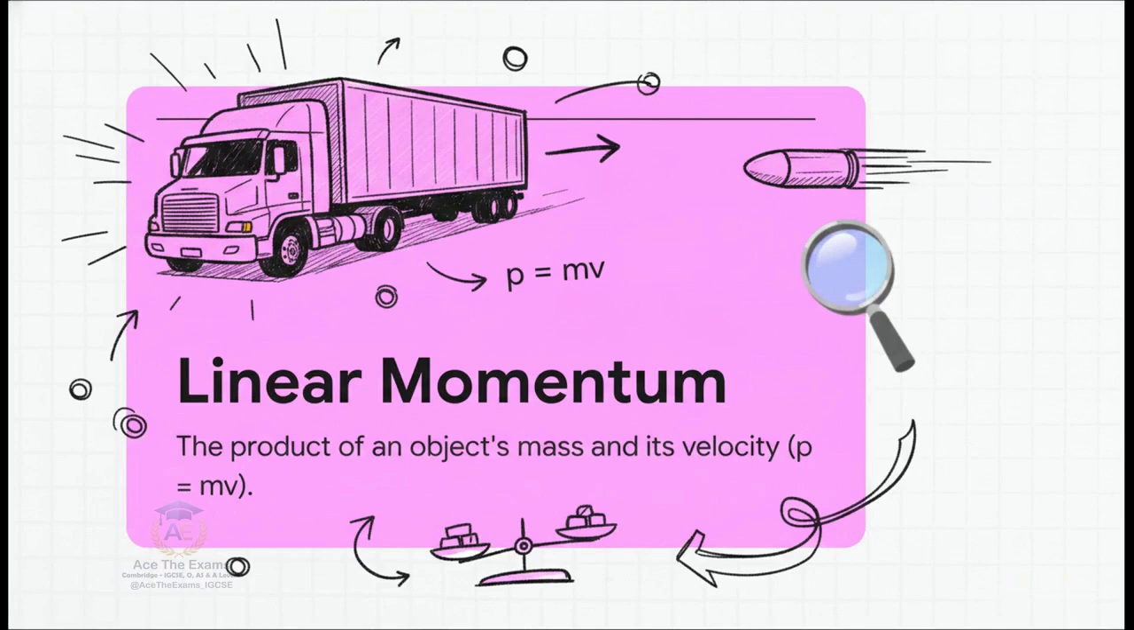You can really just think of linear momentum, which is P equals mv, as the sheer quantity of motion that an object possesses.